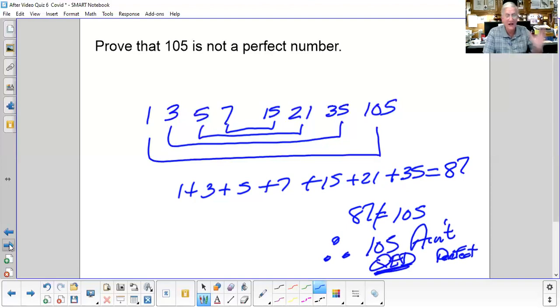Quite enough done. I've proved that it is not perfect. Pretty simple procedure, right? So I will be asking you about that on your first test. All right, let's go on.